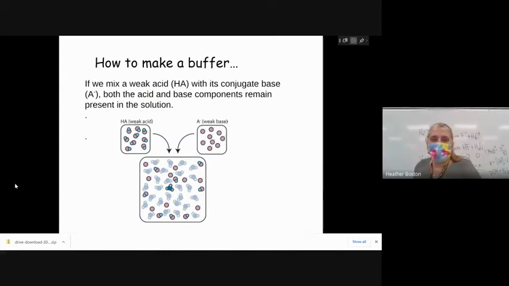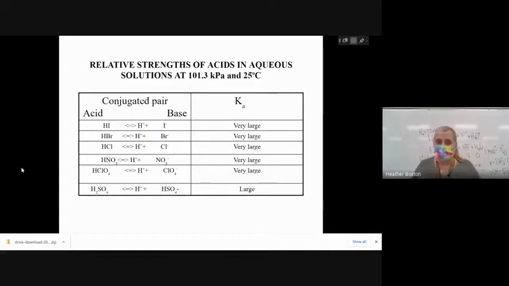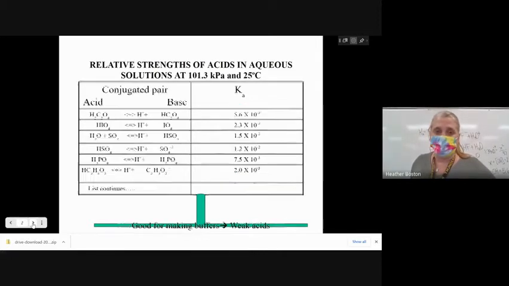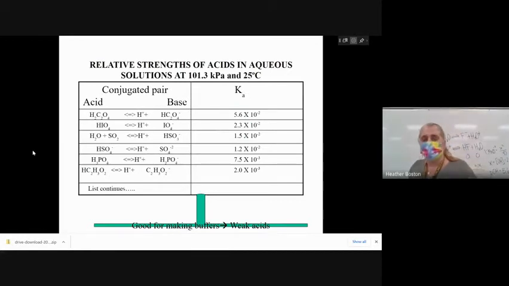So if we make a weak acid and its conjugate base, and we add both of these things to a system, they both remain present in the system. This is a list of our strong acids. If you don't know the strong acids yet, you need to get those under your belt. Remember, this buffering system is not strong acids. Strong acids are not good for making buffers because the conjugate bases of strong acids do not have the ability to consume any H plus, and vice versa for bases. So we look for weak acids, and then we look for their conjugate base.